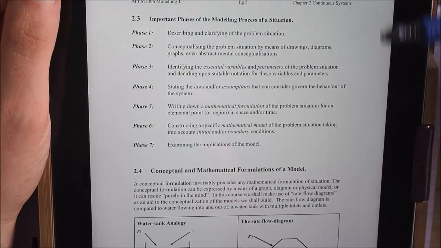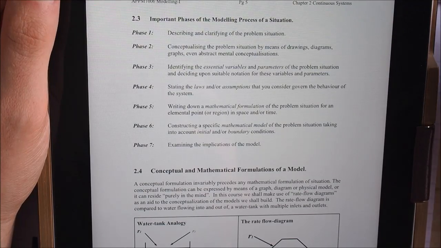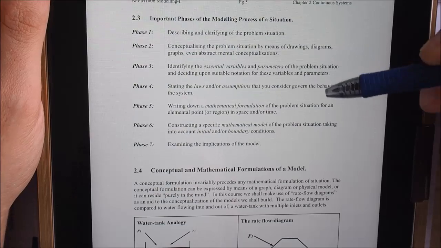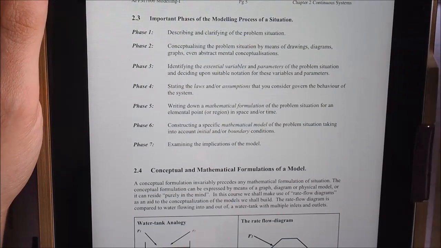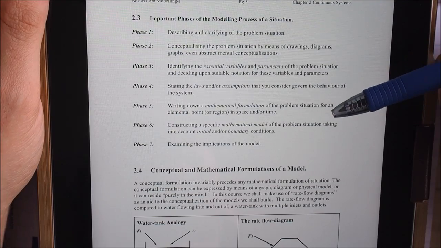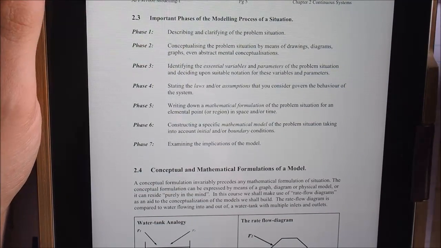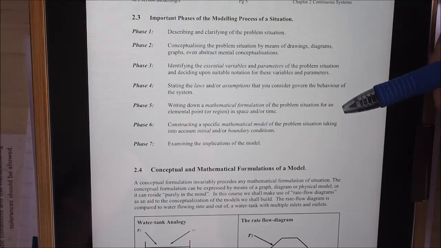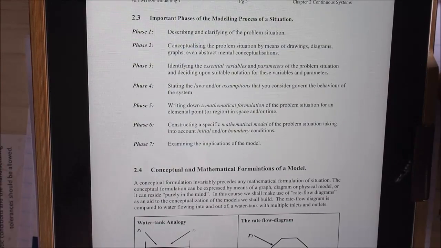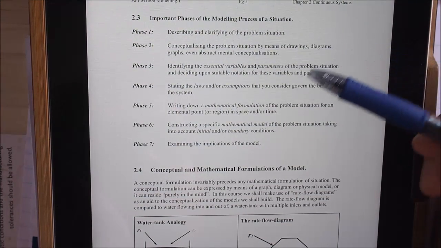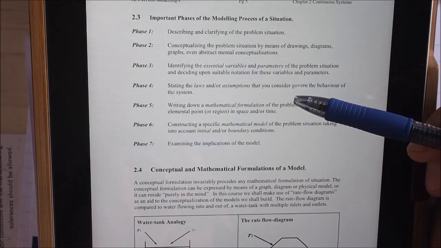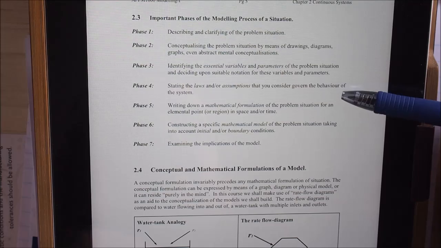Identify the essential variables and the parameters of the problem situation and decide upon suitable notation for these variables. So we want to try and represent the mechanics of the problem, or the things that are changing, by suitable variables and parameters. Then stating the laws and assumptions, these will form the basis of our mathematical model. So often you'll see problems that are derived from physics, and the laws that govern these problems are those from physical systems, so Newton's laws, that kind of thing. And typically those relate to differential equations, and so that's kind of where the differential equations fit into phase 4.